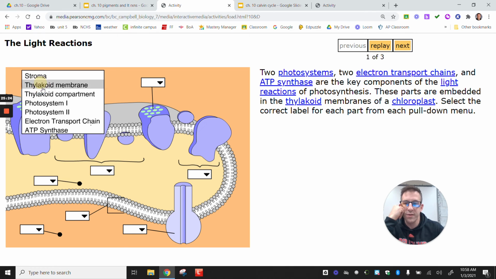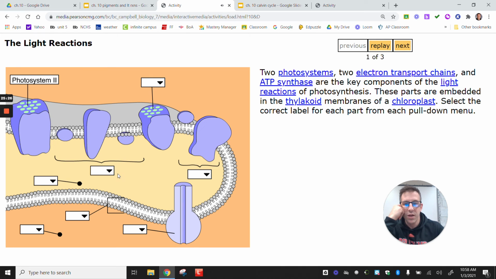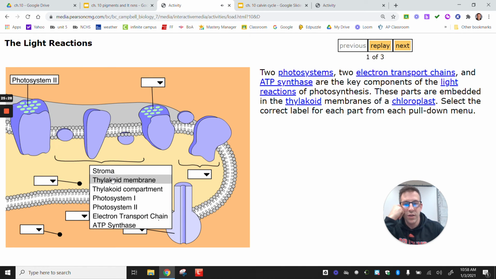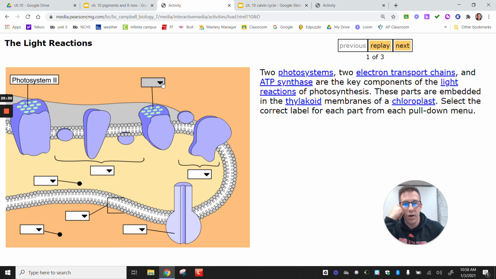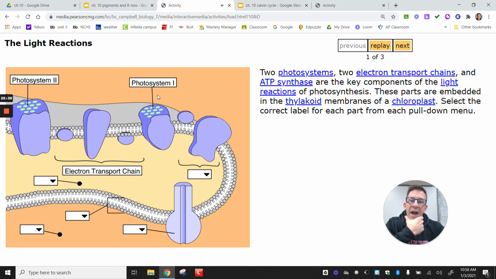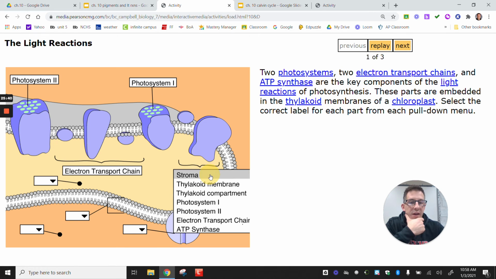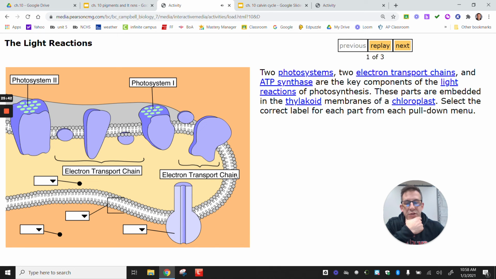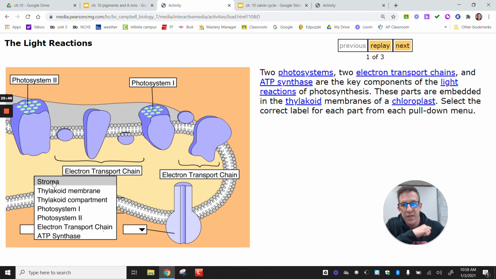The first one that we see right here is Photosystem 2, which connects to Photosystem 1, so this is Photosystem 1, and they are connected by an electron transport chain. After Photosystem 1, these proteins indicate yet another electron transport chain. Okay? This yellow substance inside of the thylakoid is this. Where is it? The thylakoid compartment.